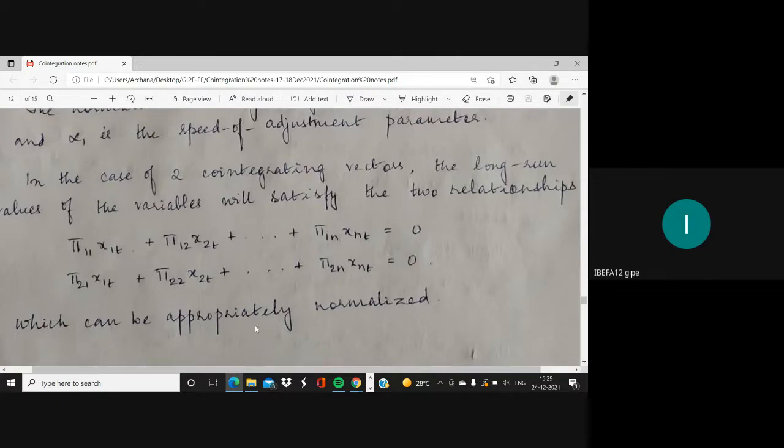And again, you can appropriately normalize these variables. So you can pick one variable for normalization. You can also pick x2t, x3t, any of these variables for normalization, and then you'll set up your equations accordingly.